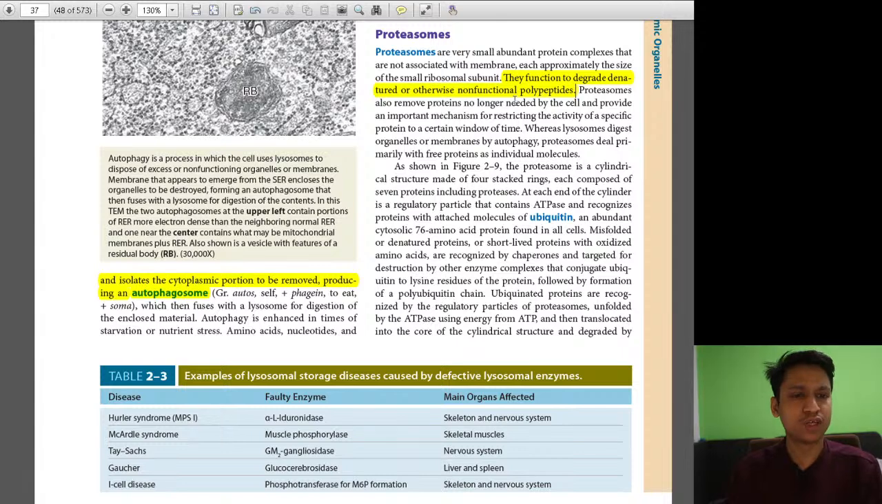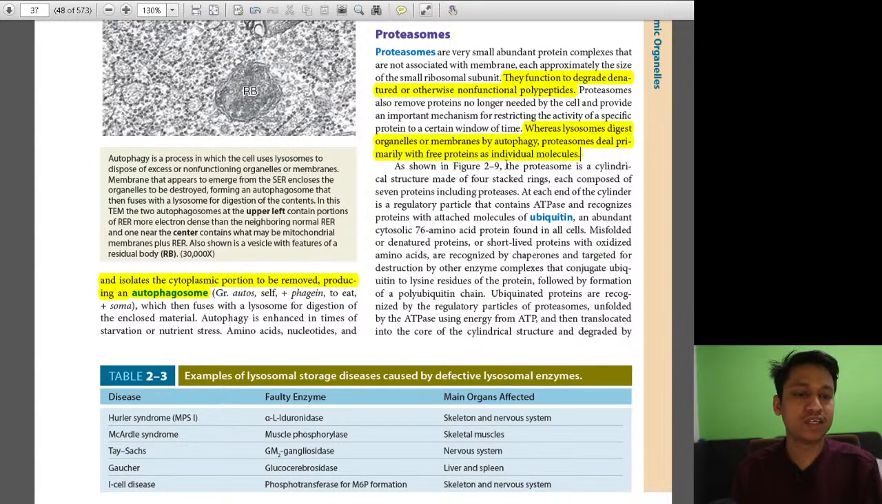Proteasomes also remove proteins no longer needed by the cell and provide an important mechanism for restricting the activity of specific proteins to a certain window of time, whereas lysosomes digest organelles or membranes by autophagy. Proteasomes deal primarily with free proteins as individual molecules. So this is the difference I explained. Let's highlight this difference so that we can revise it next time.